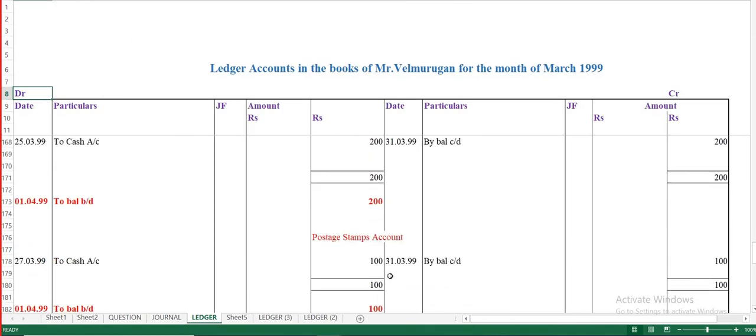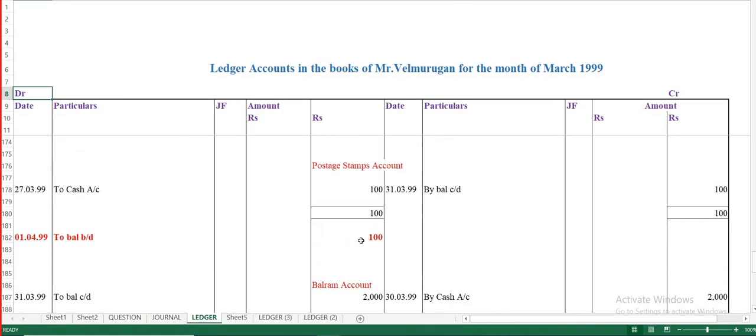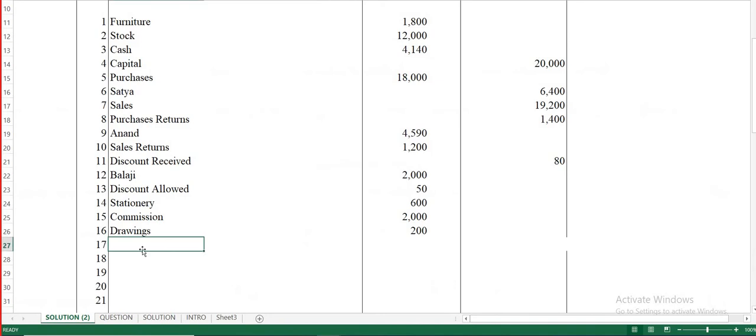After drawings account, you have postage and stamps account. It is also showing under the debit. You have spent something, which means it is an expense, so it will show a debit balance again. So postage and stamps should be shown at 100 rupees under the debit column.